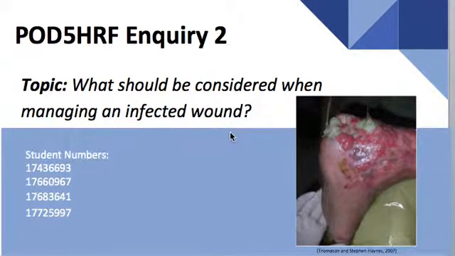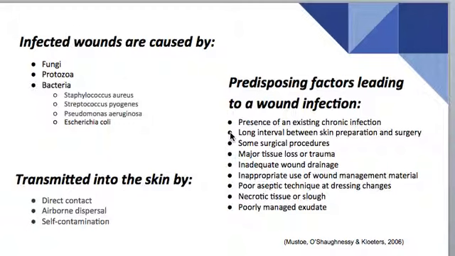Afternoon, everyone. Our topic is what should be considered when managing an infected wound. Most cases of infected wounds are caused by bacteria, originating either from the skin, other parts of the body, or the outside environment. The skin contains its own protective barrier, called normal flora, which is usually harmless if the skin is intact. However, when this protective barrier is disrupted, these normal flora are able to colonize the area, resulting in further tissue damage, delaying wound healing.